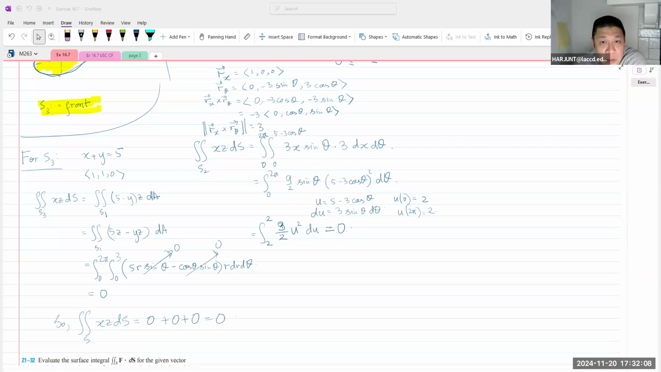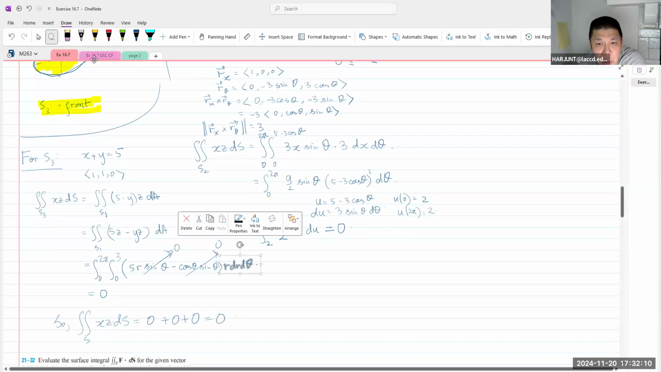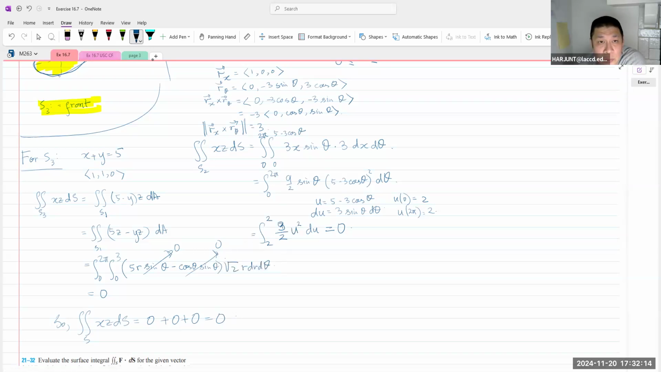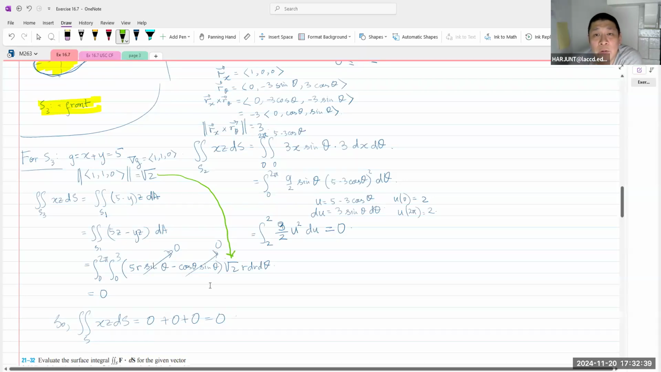Oh, I missed something, but still it doesn't change anything though. I missed the square root of 2, the magnitude. See, the gradient of g, if this is the surface g, the gradient of g is (1, 1, 0), so the magnitude is square root of 2. That's the one I plug in here. Okay. Dude, I worked so hard for 0.